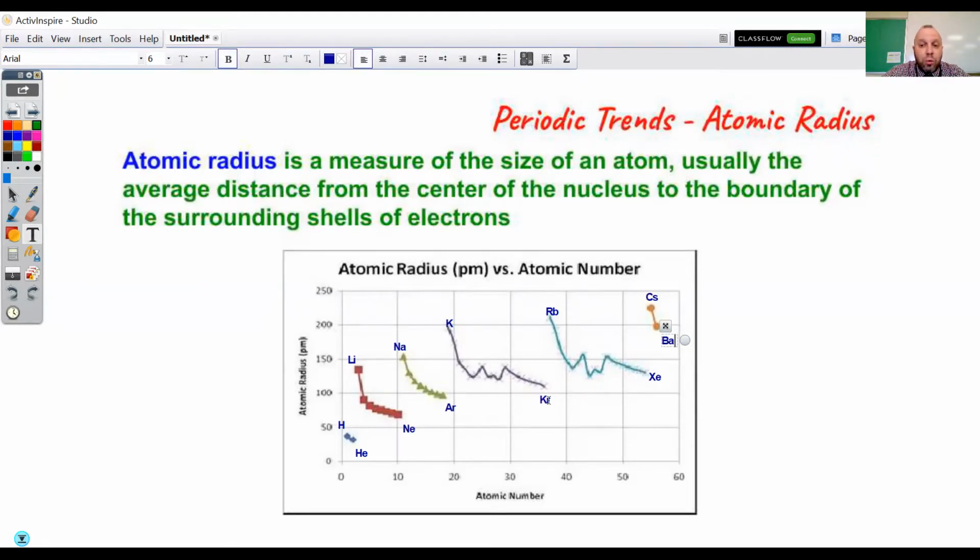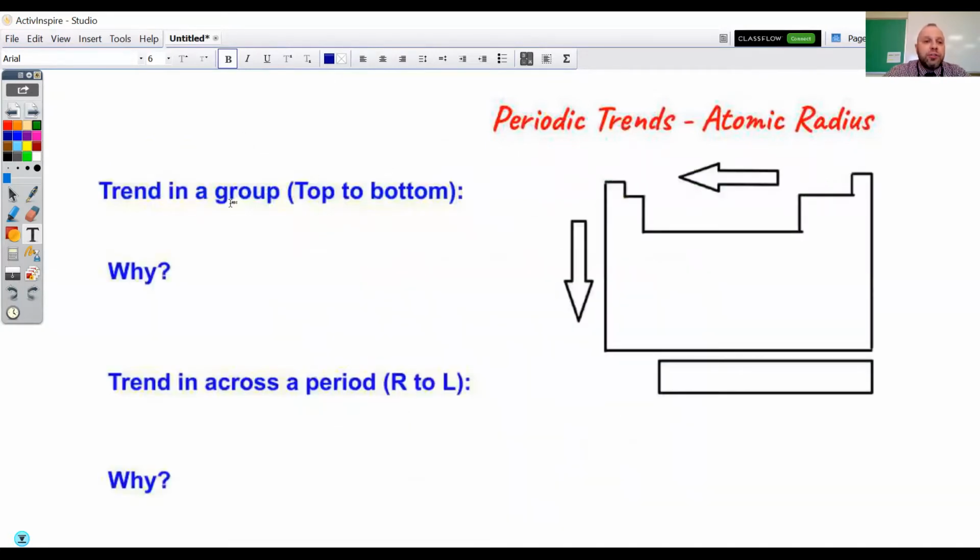So we're going to talk about why. The other thing that I would like you to notice is if you look at a group. So let's say we look at group 1 on the periodic table. So we have hydrogen, lithium, sodium, potassium, rubidium, cesium. Notice that their atomic radius increases as we go down a group. And we're going to talk about why that is. So let's summarize both of these trends.